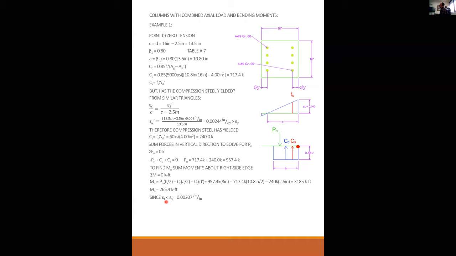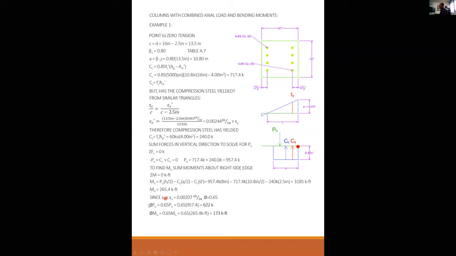In this case, epsilon t, according to my strain diagram, is exactly zero. So it's still less than the tension yielding strain. Because of that, phi is still equal to 0.65. We're still very much rooted in the compression-controlled region. So phi Pn is 65% of Pn, which is 622 kips, and phi Mn is 65% of Mn, which is 173 kip-feet.